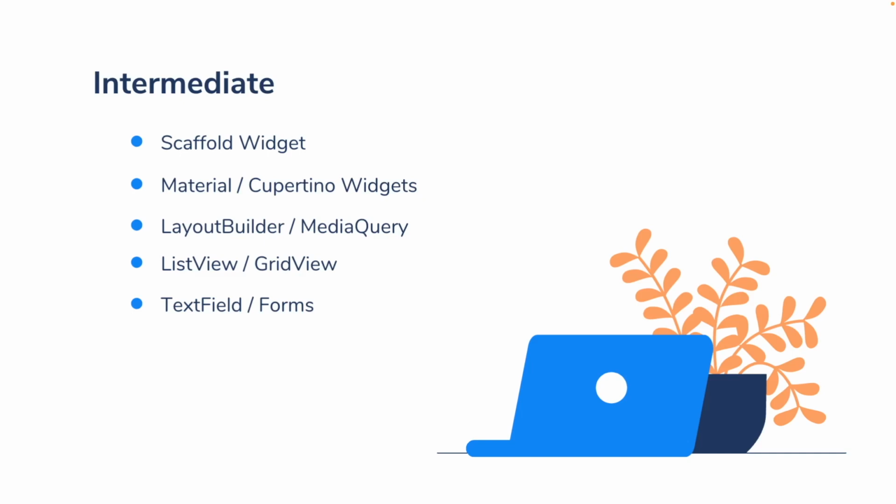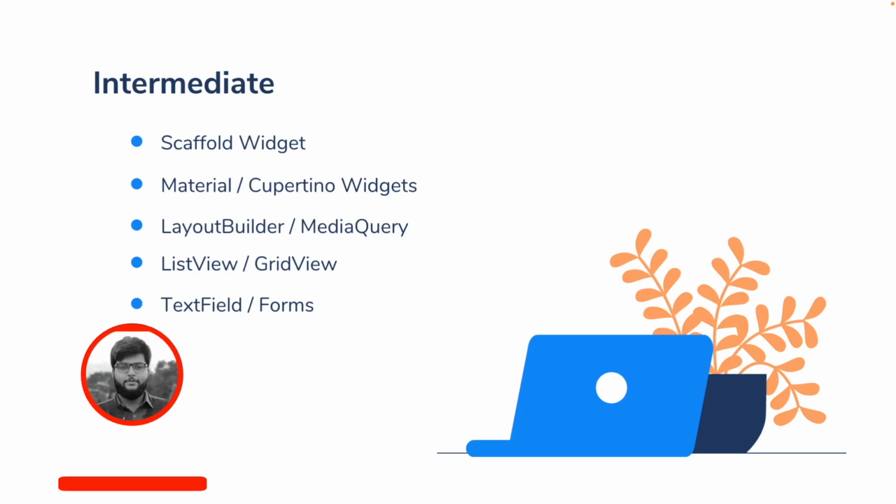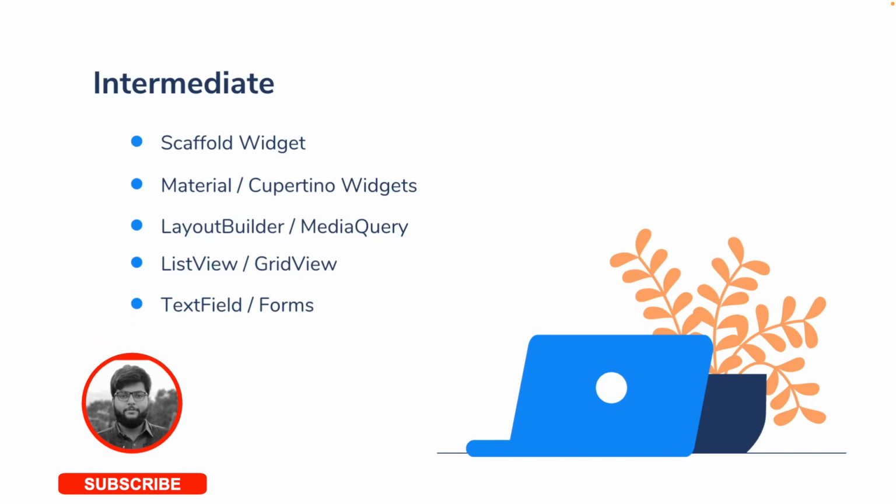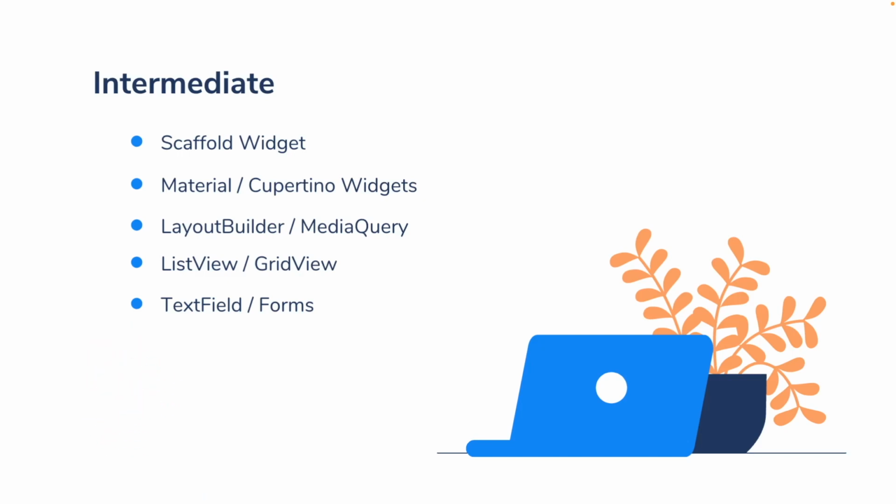After that, we will move to list view and grid view, and you should also have a very keen look at them. And after that, we will move toward forms and text fields, which are also very important, and you should know how to customize them, where to place the label and hint, and how to change the color and borders.